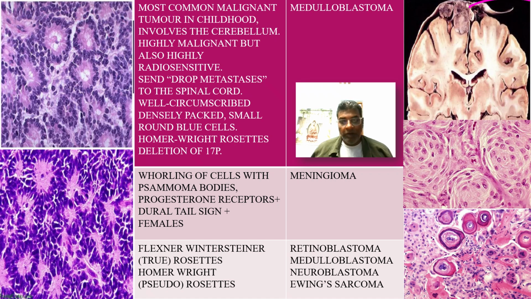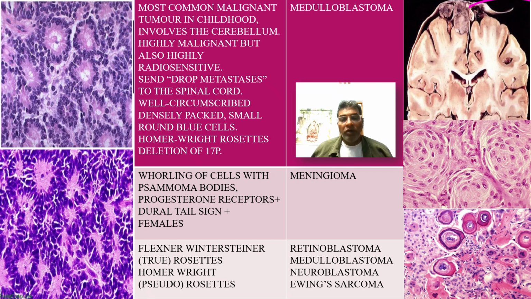Coming to meningioma, whorling of cells with psammoma bodies is seen. The progesterone receptors are positive, and in radiology, you will observe the dural tail sign positive. And meningiomas are common in females.